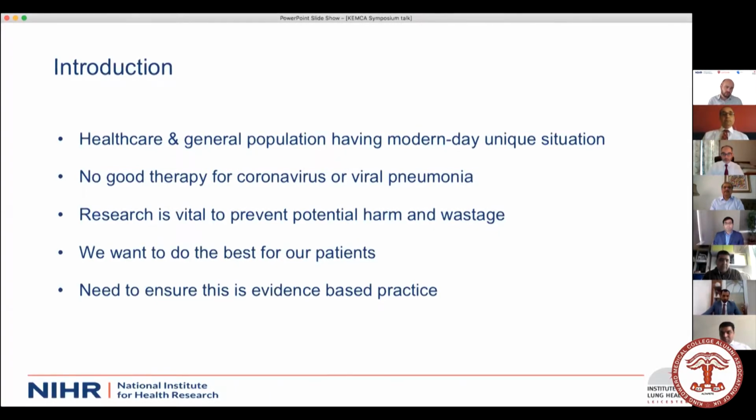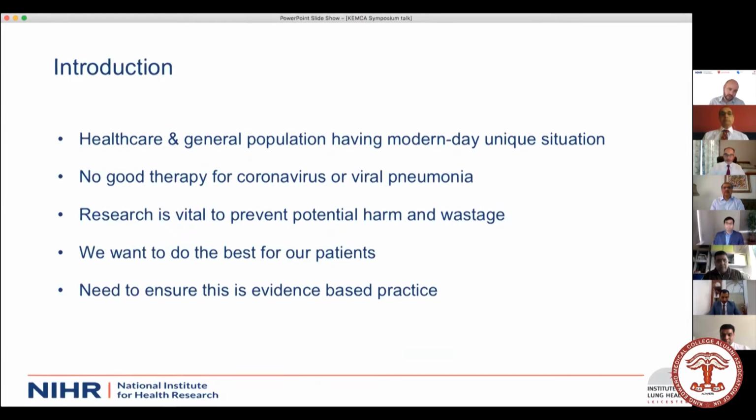We all know that research is important, but one reason for having this World Symposium is actually we are having a modern day unique situation. I can't comment about what happened in 1918, but I can comment on what happened today, and worldwide, we've never seen this. And at the start of this, I think we have to accept that we had no good therapy for coronaviruses or actual good therapy generally for viral pneumonia.